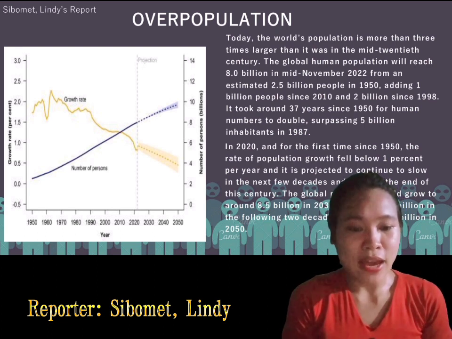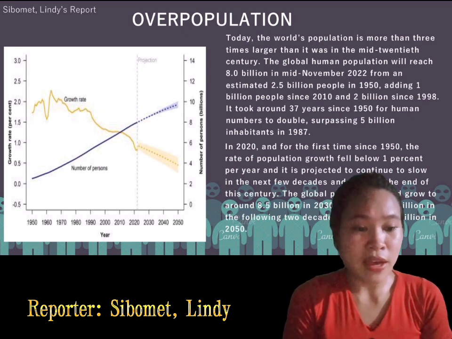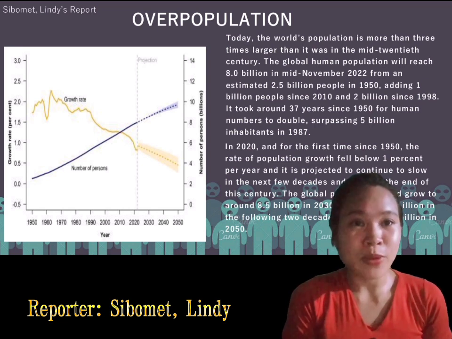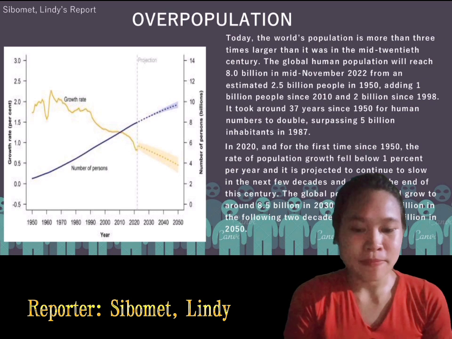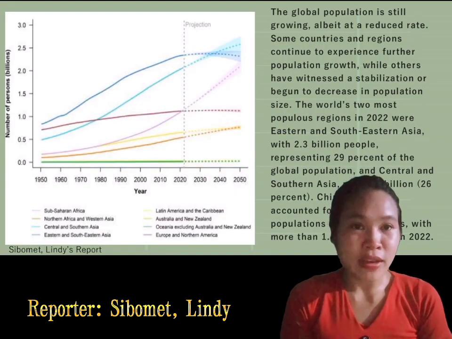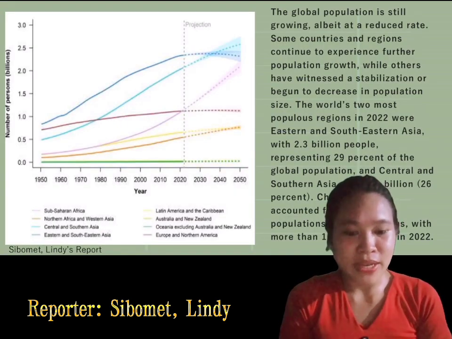In 2020, for the first time since 1950, the rate of population growth fell below 1% per year, and it is projected to continue to slow in the next few decades and through the end of the century. The global population could grow to around 8.5 billion in 2030 and add 1.18 billion in the following 2 decades, reaching 9.7 billion in 2050. The global population is still growing, albeit at a reduced rate.